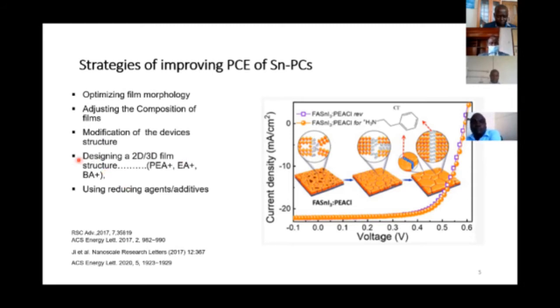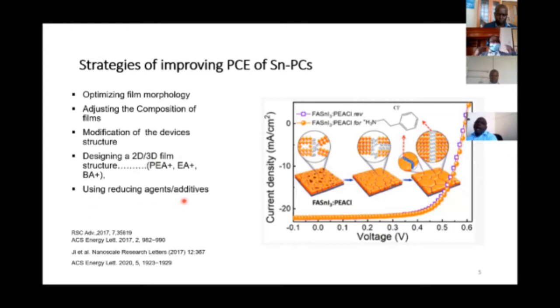Then the next one is designing a 2D to 3D film structure, where 3D has the structure of ABX3. If we introduce a bulky ammonium cation like PEA+, EA+, and BA+, we are going to have something like 2D to 3D. But this is mostly possible if we introduce these bulky ammonium cations in trace amounts, not in large amounts, because large amounts will affect the electrical properties of the absorber, which is not good for the solar cell. Then another part is using reducing agents.